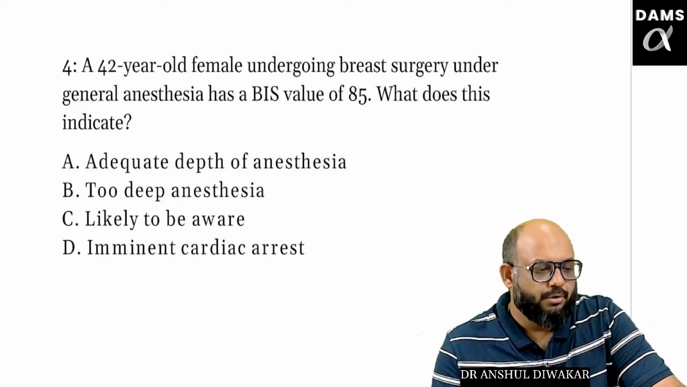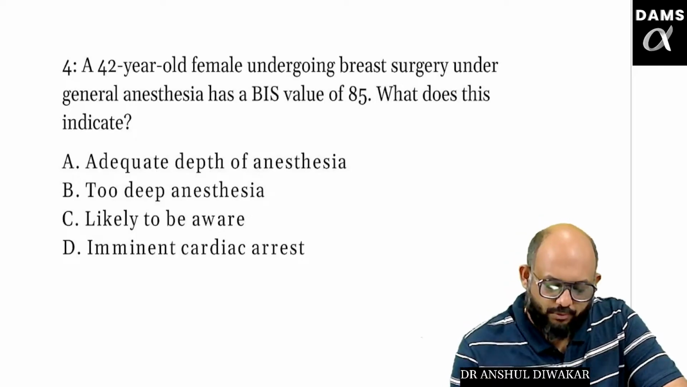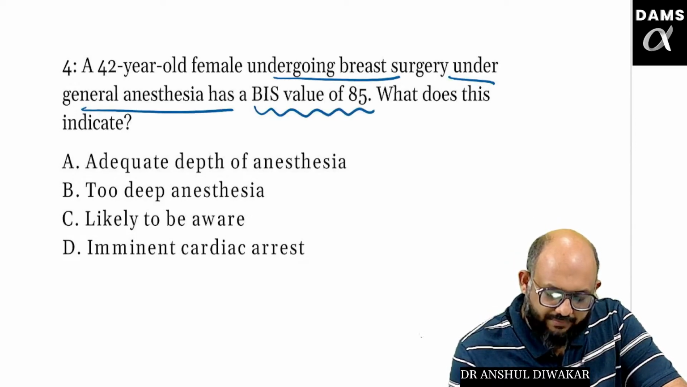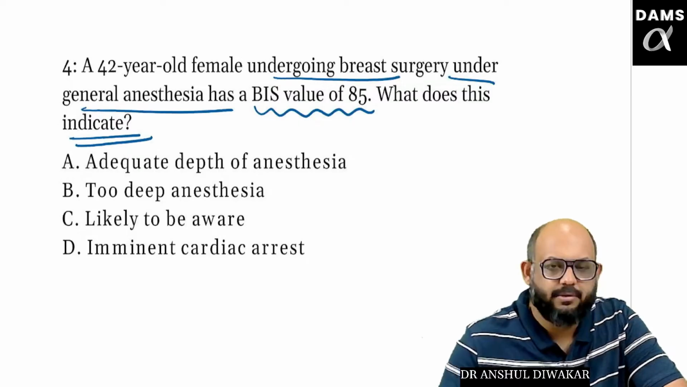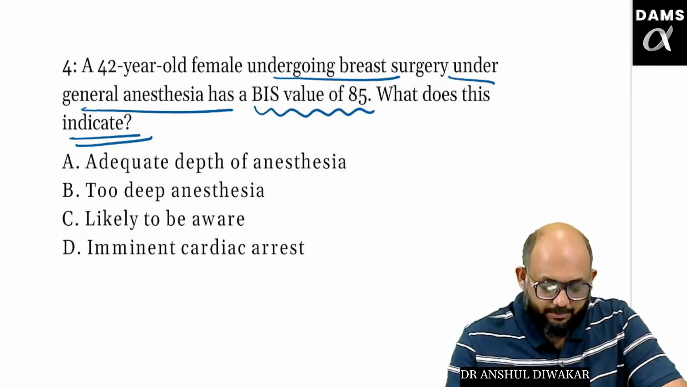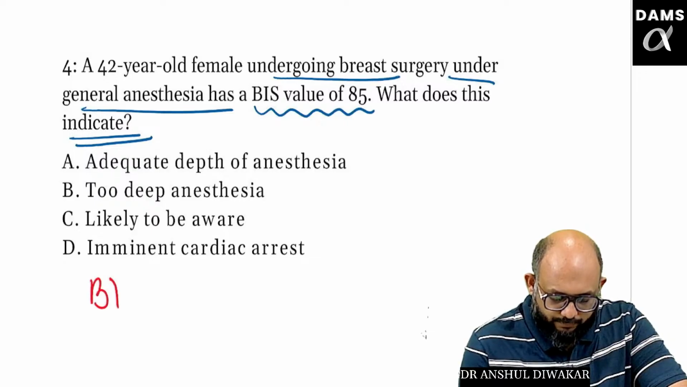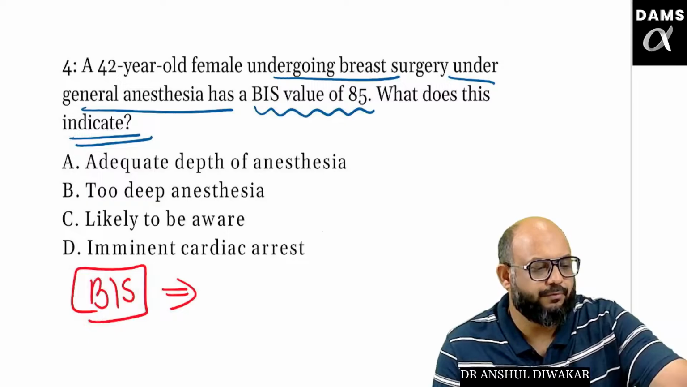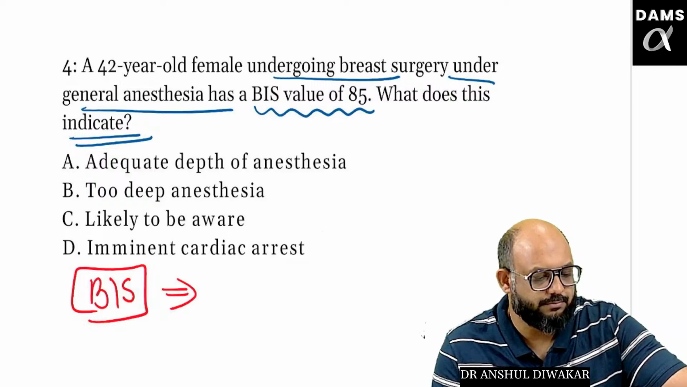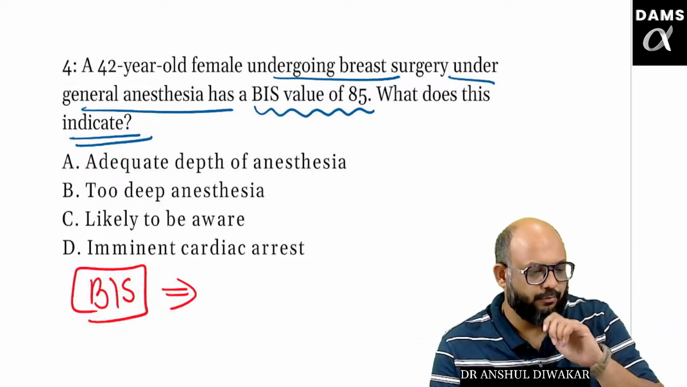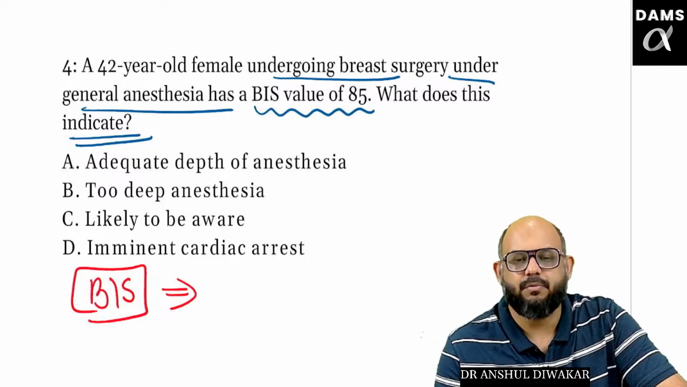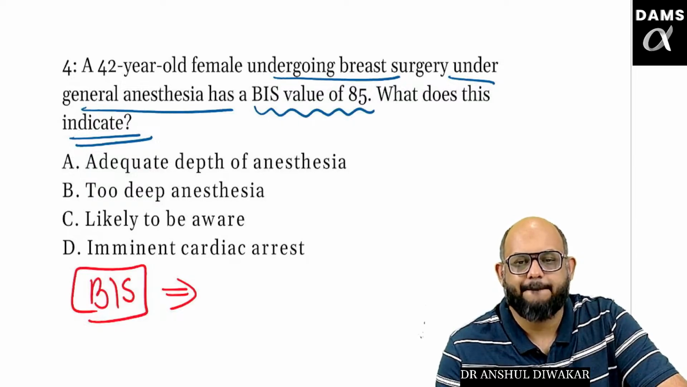All right. Question number 4. A 42-year-old female undergoing breast surgery under general anesthesia has a BIS value of 85. What does it indicate? First of all, tell me what is the full form of BIS. Forget about the question. First tell me the full form of BIS.